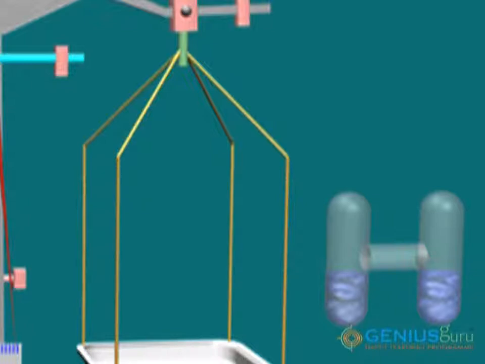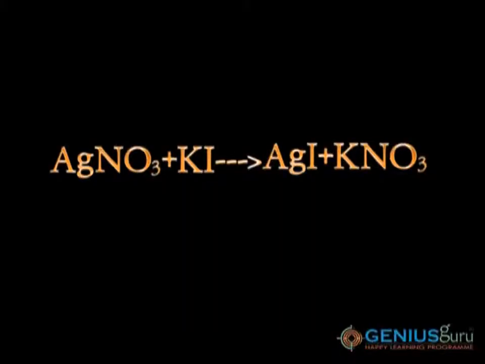How do these two react? Look at the equation involving these two. Silver nitrate, AgNO3, plus potassium iodide, KI, gives rise to AgI, silver iodide, plus KNO3, potassium nitrate. In this way, the silver nitrate reacts with potassium iodide. We obtain new products. These new products are silver iodide and potassium nitrate.